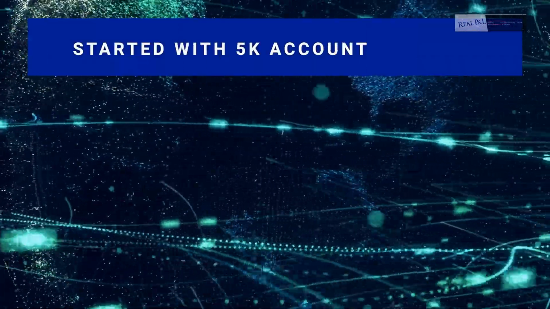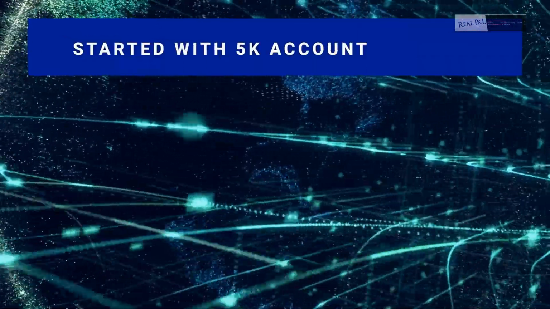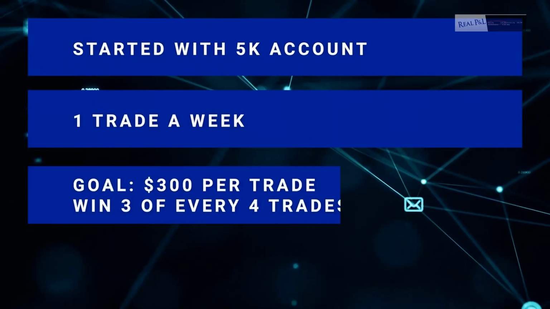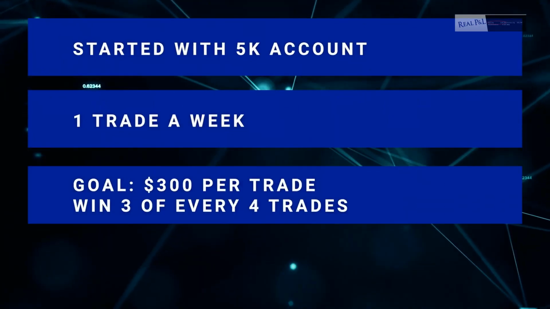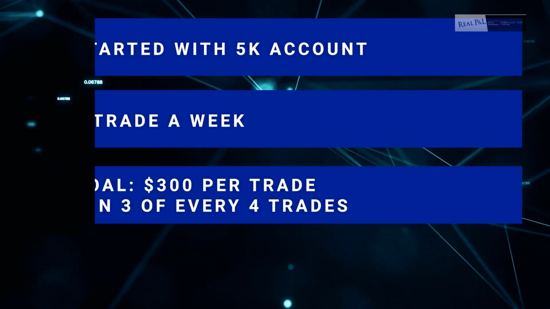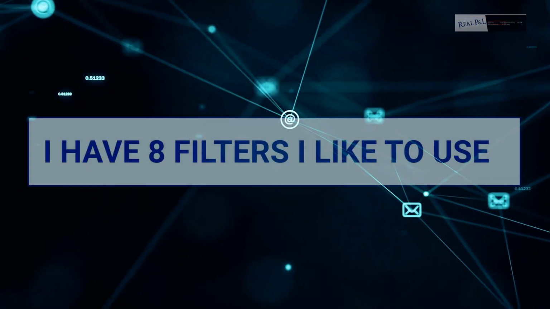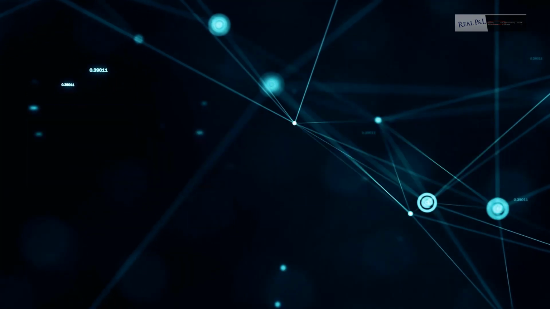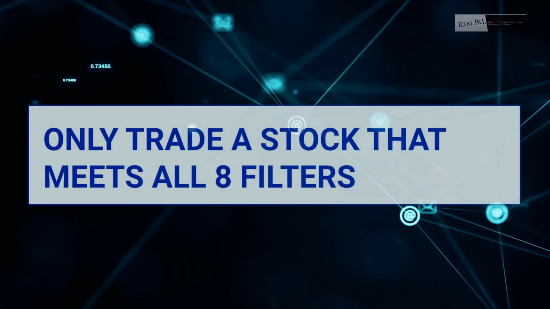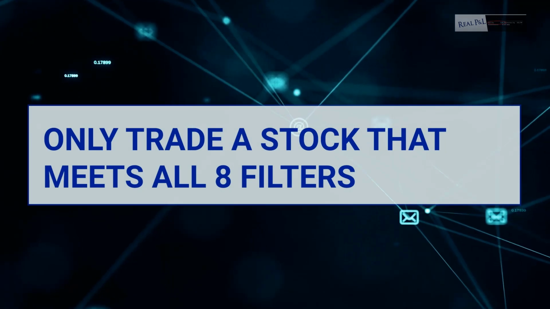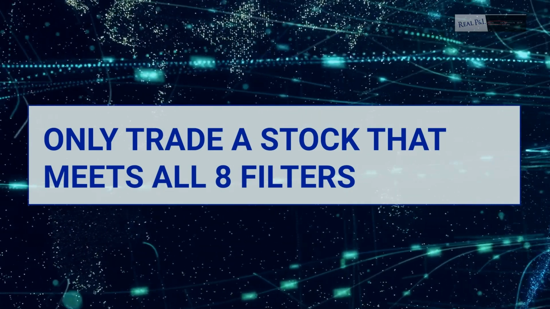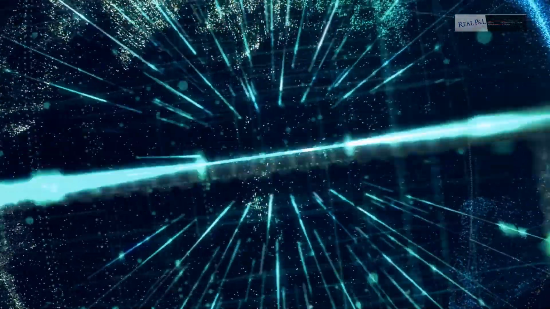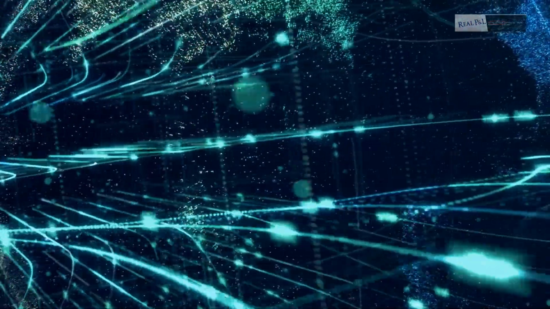Now I started with a $5,000 account, and I look to make 1 trade a week when earnings trades are available. My goal is to make $300 per trade and win 3 out of every 4 trades. With this system, I have 8 filters that I use to pick the stock to trade. Being really picky and making sure that the stock passes through all 8 filters may lead to scenarios where there are no trades to be taken. This can happen when there are fewer stocks coming into earnings.